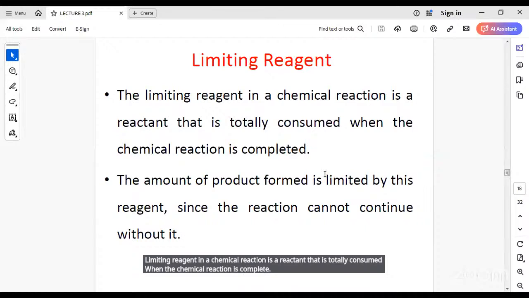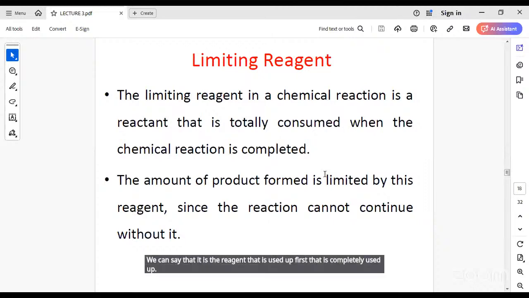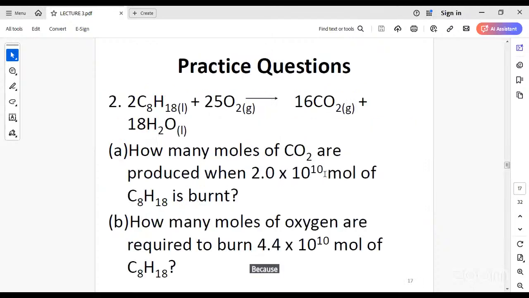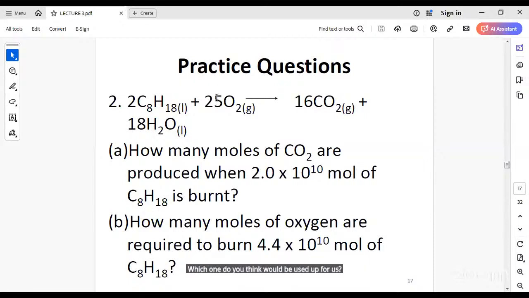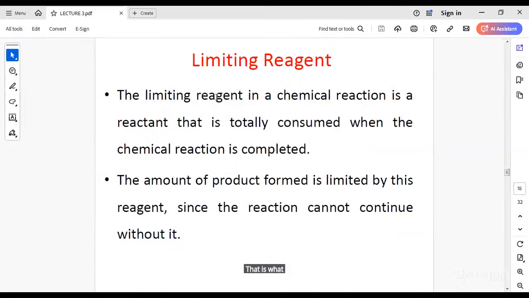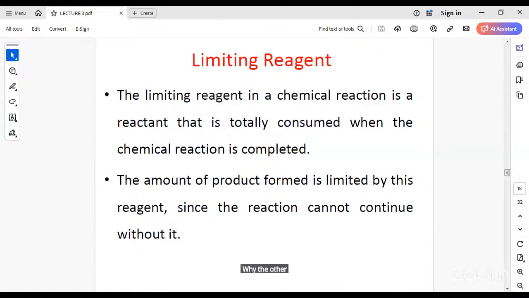We can say that it is the reagent that is used up first, that is completely used up. Because you see, in most reactions, look at this reaction. This is 2 moles of your octane, and this is 25 moles of your oxygen. Which one do you think will be used up first? That is what limiting reagent is telling you, that both of them are not completely used up. One is usually completely used up, while the other one is still remaining.